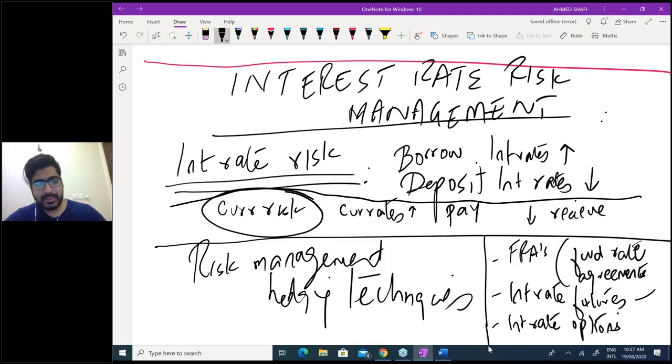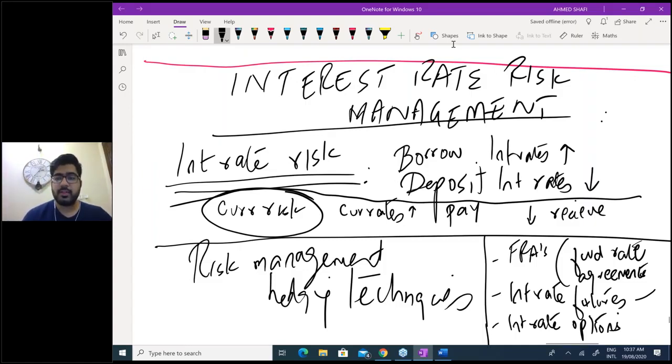Now, again, like yesterday's trend, I will firstly tell you all about what is FRAs, what is interest rate futures, what is interest rate options. I will discuss with you the formats of them as well. I have very easy formats for all of them. Like you all were very happy after yesterday's session on currency risk management, you got some easier methods. In the same manner, you will get some easier content regarding this as well.